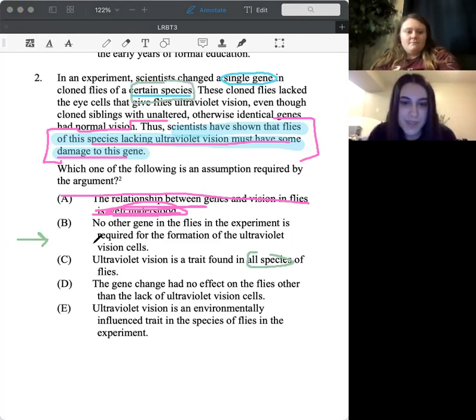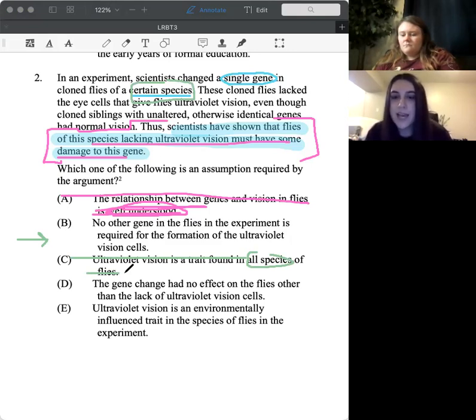Excellent. All right, what about D? D, the gene change had no effect on the flies other than the lack of ultraviolet vision cells. I mean, we don't care if it had any other effect. We're just talking specifically about lacking ultraviolet vision. Excellent.